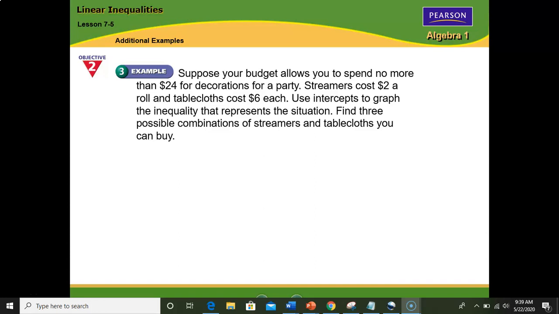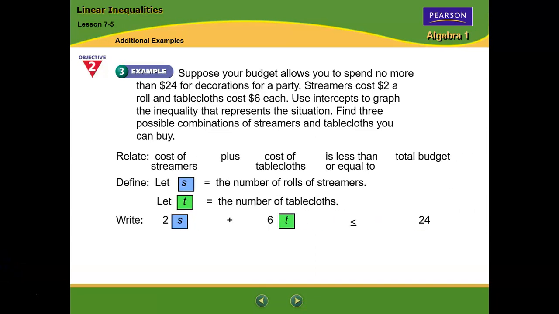Okay, so again, this is a word problem, so we have to start off by defining variables if they don't define them for you. So let's define variables. We are looking for the number of rolls of streamers and the number of tablecloths. So let's define those first. All right, so let S equal the number of rolls of streamers, and let T equal the number of tablecloths that we will be purchasing. So we defined our variables right here.